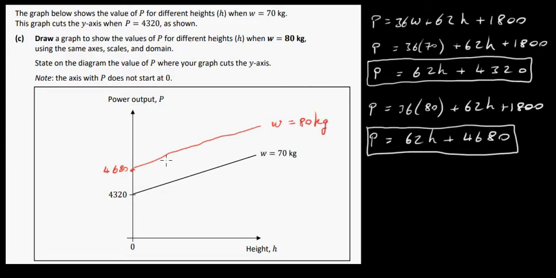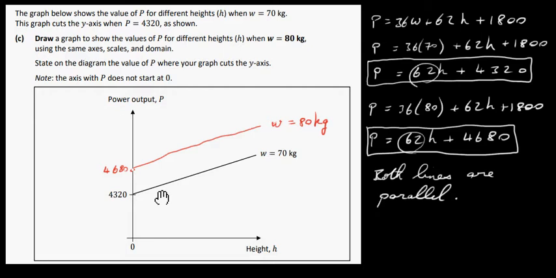So now you draw this with a ruler. Obviously I've done it freehand, so you should be able to do it a lot straighter than this. But both these lines are parallel, so I'll just write it in here: both lines are parallel, because we have the same slope here and here, just different y-intercepts. And that's it really for this particular question.